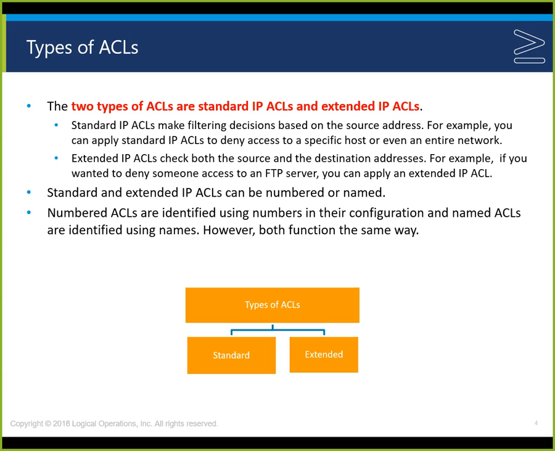The two types of IP access control lists are standard and extended, the thing we talked about. The standard make filtering decisions based on the source IP address. You can apply the ACLs to deny access to a specific host or even an entire network.